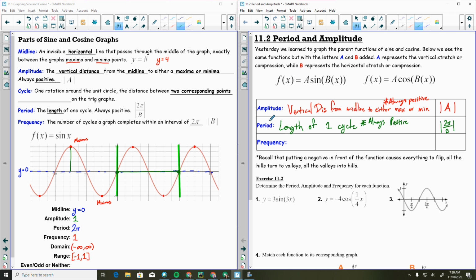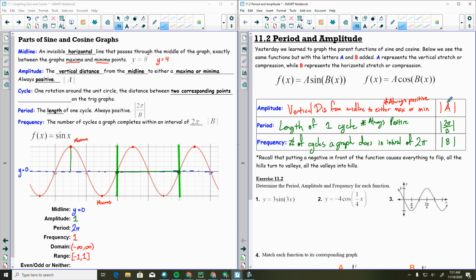Okay. And then the last thing that we'll look at, probably a little bit less on Canvas, is the frequency, which is the number of cycles a graph does or completes within an interval of 2 pi. So if we started at 0 and then went to 2 pi, that would essentially be the absolute value of b.